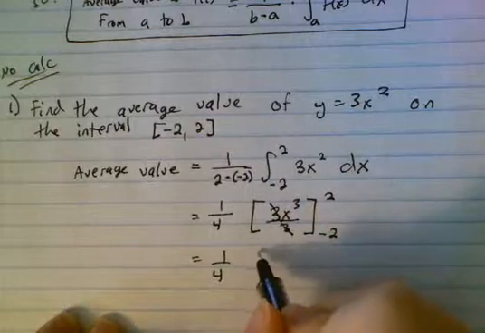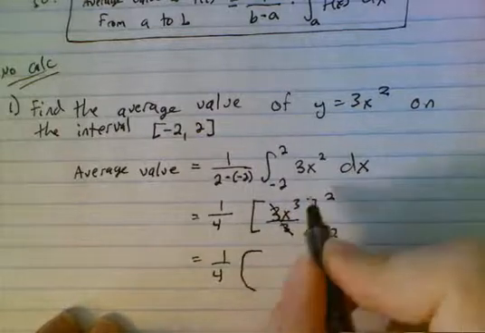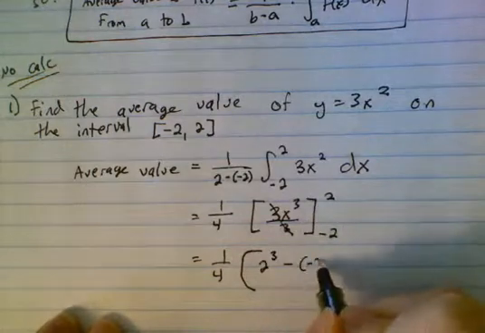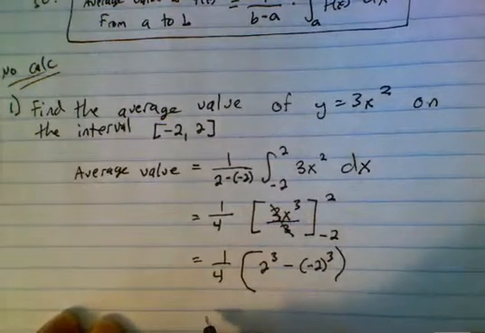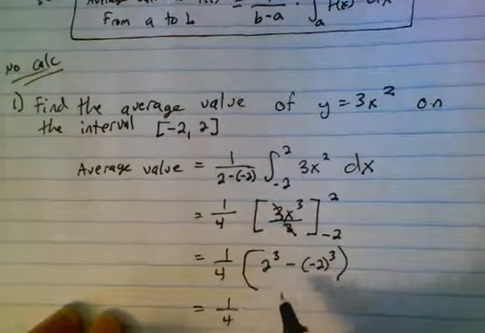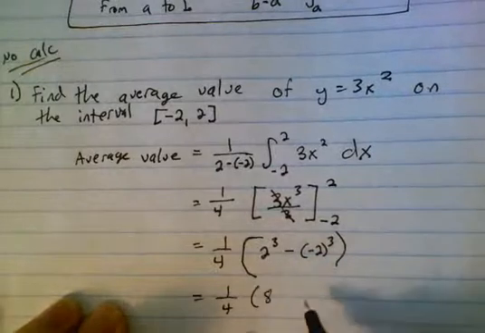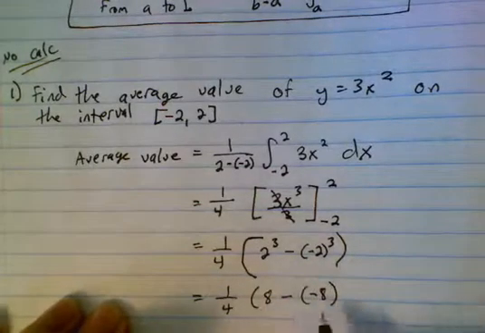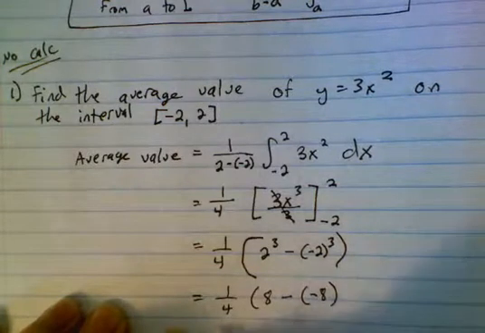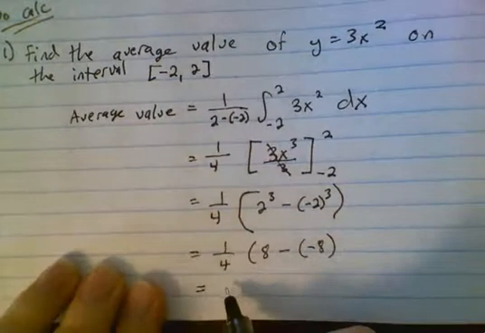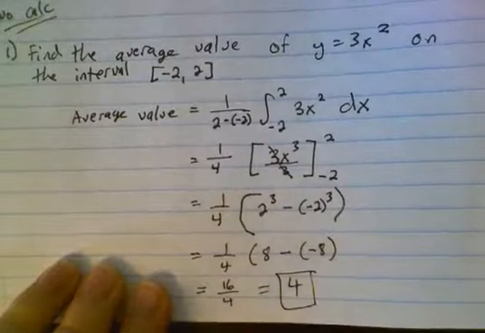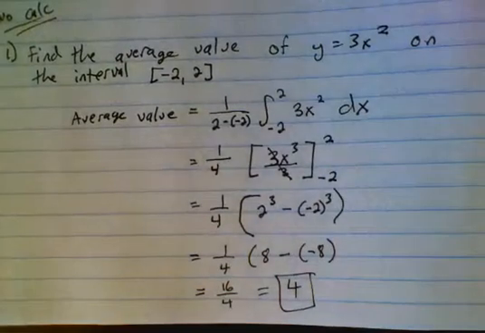That cancels out. So we're doing 2 cubed minus -2 cubed. 2 cubed is 8, minus -2 cubed is -8. So this is 16 divided by 4, or 4. There we go. That's all there is to it.